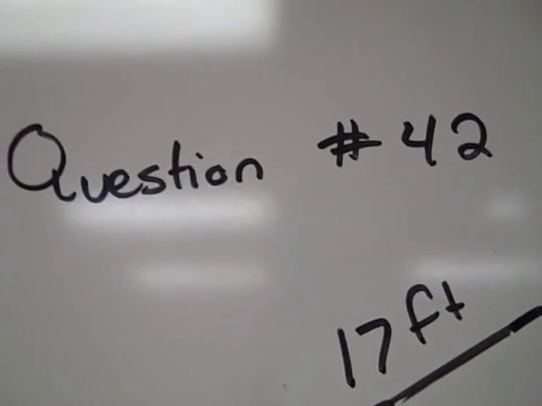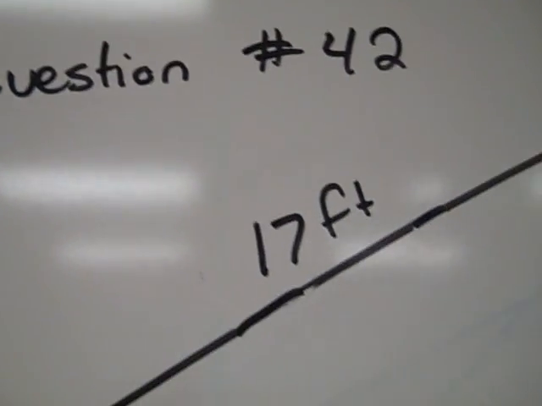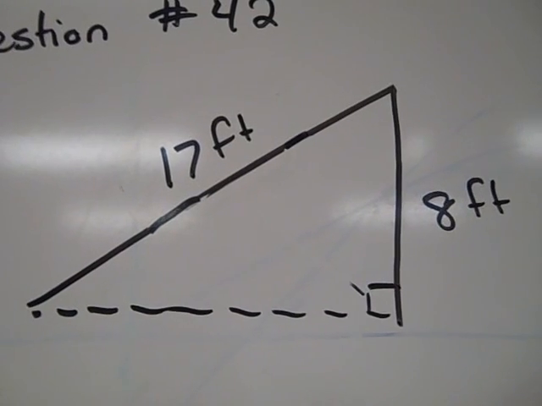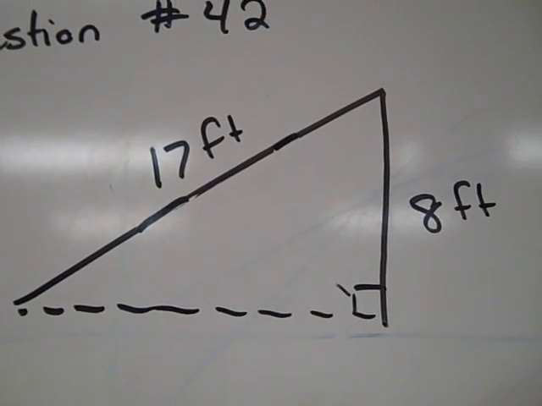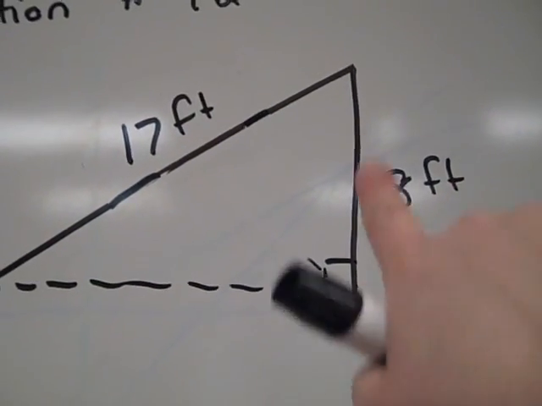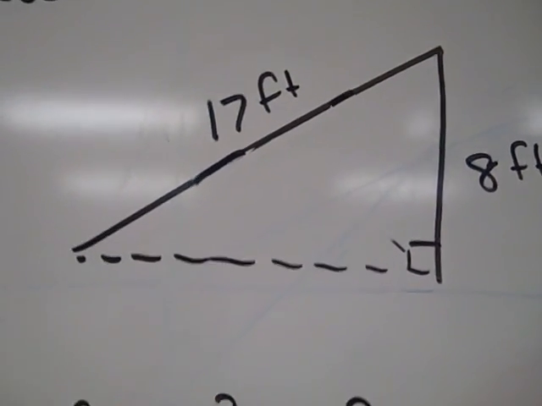This is the video solution to question 42 on the Math Mock STAAR test. Question 42 involves the Pythagorean theorem. They've given us a right triangle. They told us the height of the triangle and the hypotenuse.